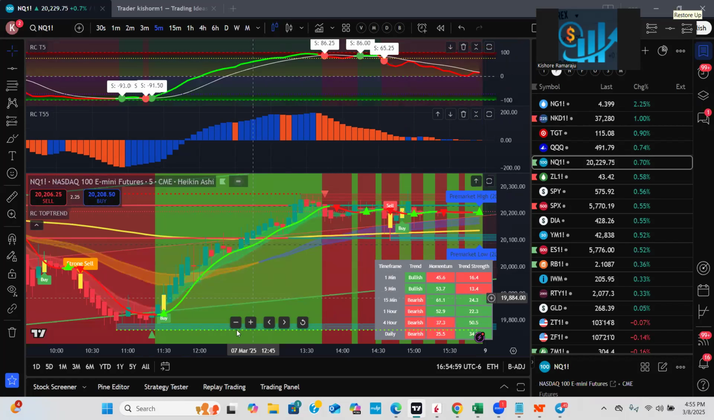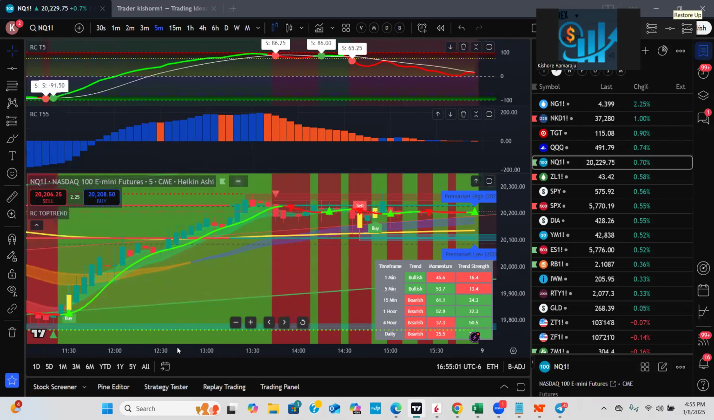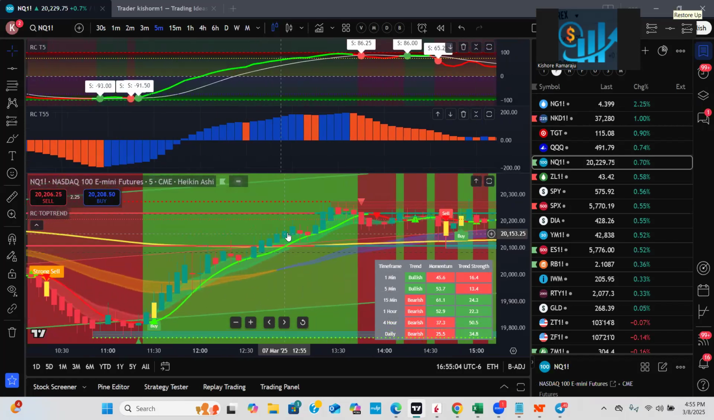Right, on prop firms, generally most of them only allow futures. So here the score became minus 90. We got a buy signal. We got a buy signal. It went all the way up. Now again it went to 86.25.